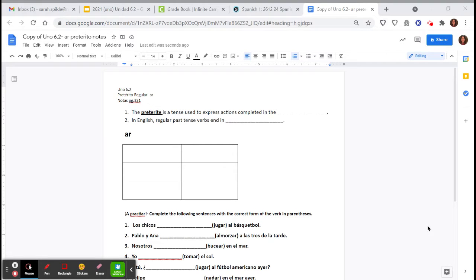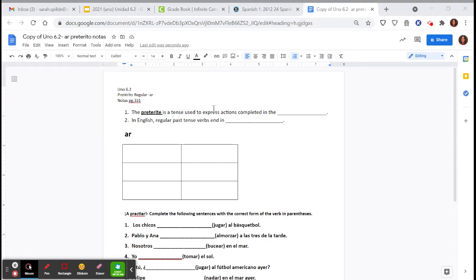Okay, today what we are going to do is take some time and talk about the preterite tense. So this is the new tense that we're going to be working with. The majority of the verbs we've talked about throughout this year have been in the present tense, but we are going to look at the preterite. So what is the preterite?